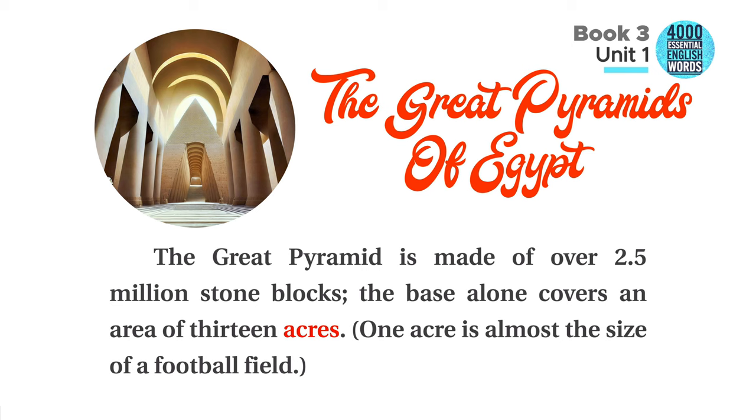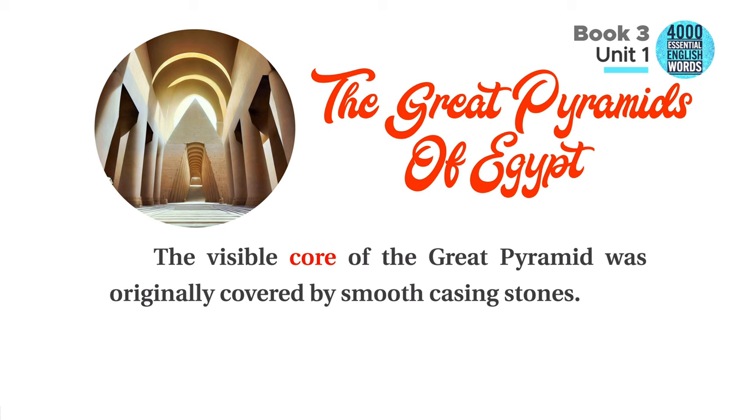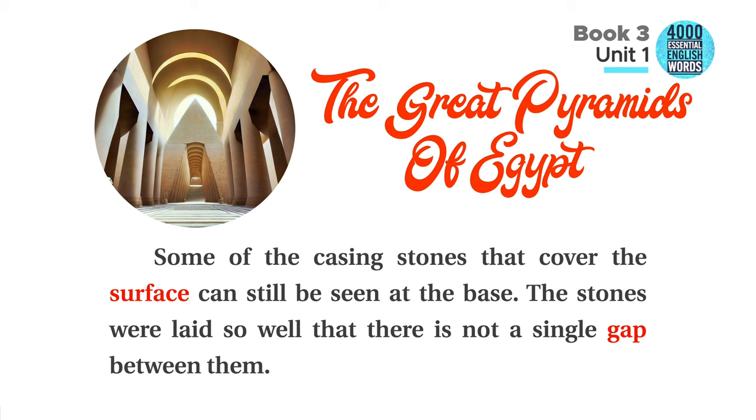The Great Pyramid is made of over 2.5 million stone blocks. The base alone covers an area of 13 acres. 1 acre is almost the size of a football field. The visible core of the Great Pyramid was originally covered by smooth casing stones. Some of the casing stones that cover the surface can still be seen at the base. The stones were laid so well that there is not a single gap between them.